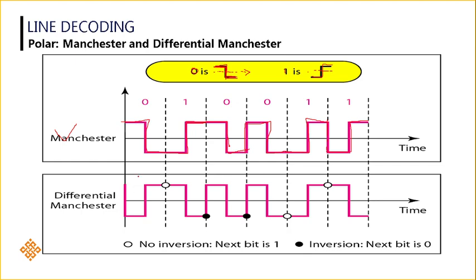So the first bit may be anything. Either you can take from negative cycle to positive cycle 50%, or you can take 50% positive cycle to 50% negative cycle. The first bit may be anything, but it purely depends upon the next bit. So if the next bit is 1, then you should not do any inversion.